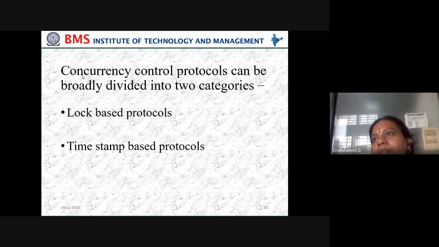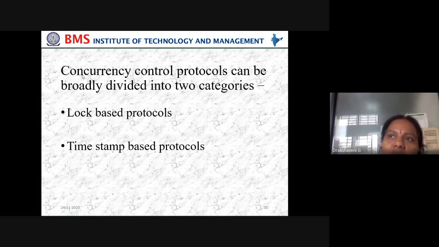So when the same resource is required by 3 people, the resource cannot be broken and given to 3 people. Instead, the solution is that the 3 people can use it, each person for 1 hour. So that's the concept here. 2 concepts are used here: that is lock-based protocol and timestamp-based protocol.